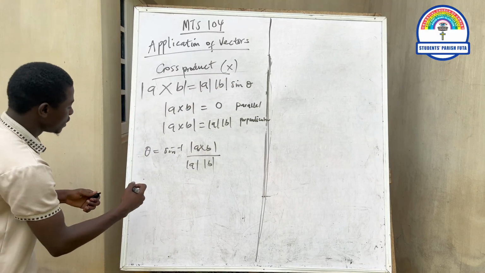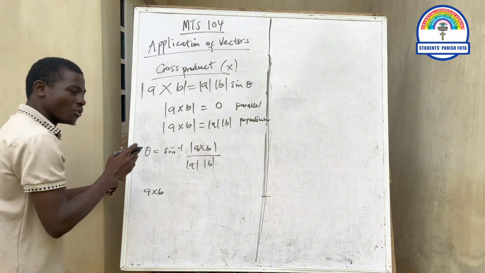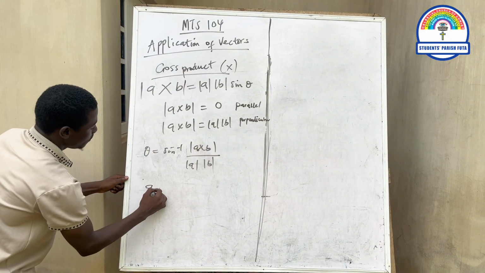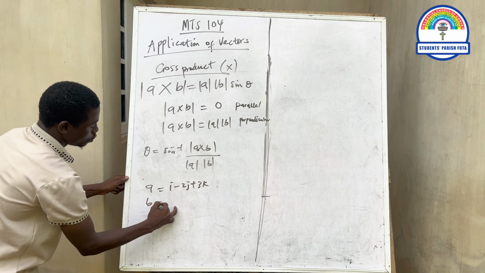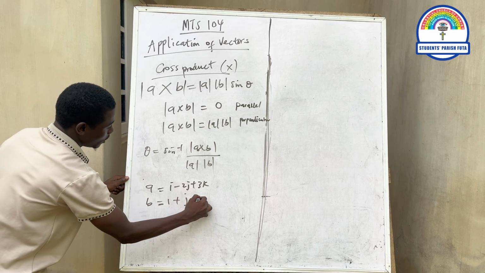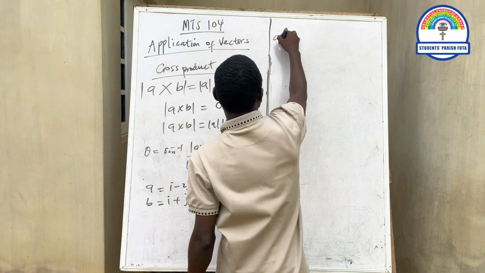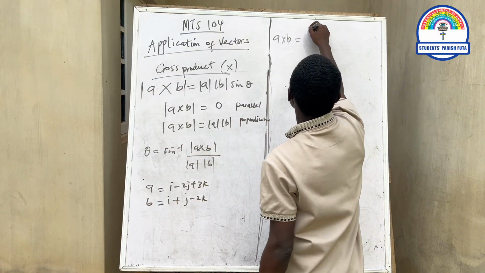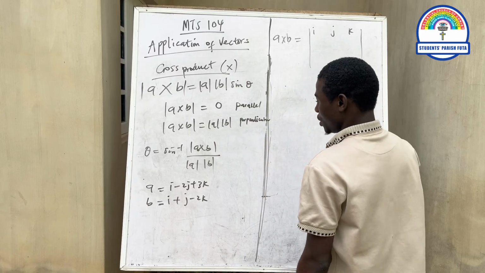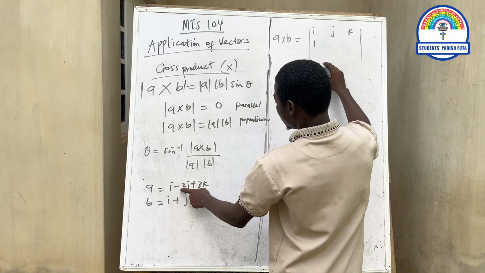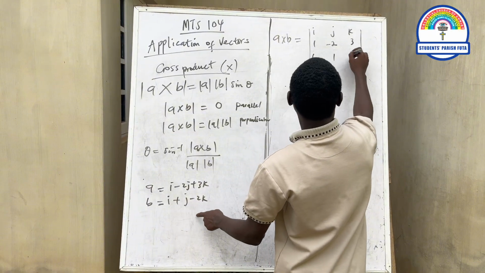Now let's go. How do you get A cross B? Given A equals i minus 2j plus 3k, B equals i plus j minus 2k, how do I get A cross B? We've done that earlier on. A cross B is basically your matrix, putting ijk, then 1, minus 2, 3, then 1, 1, minus 2.